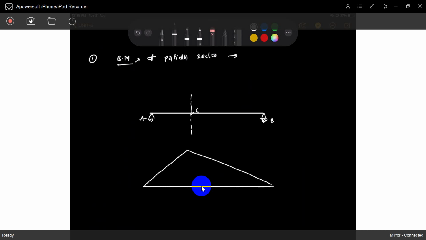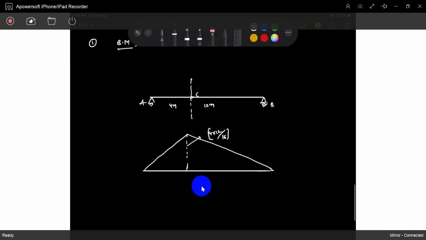That's it, na? That is the ILD. So what is that value? This is 4 meters, this is 12 meters. 4 multiplied by 12 by 16. That is the intensity. So can you calculate the bending moment?